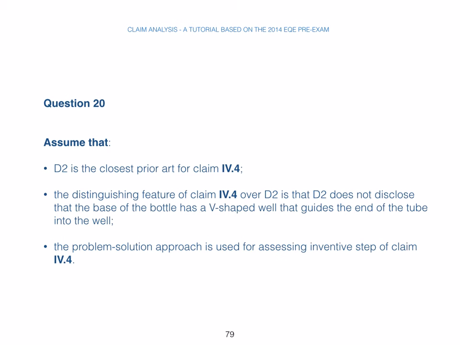For this question, we have to make three assumptions. First, D2 is the closest prior art for Claim 4.4. Second, the distinguishing feature of Claim 4.4 over D2 is that D2 does not disclose that the base of the bottle has a V-shaped well that guides the end of the tube into the well. And thirdly, we are to assume that the problem solution approach is used for assessing inventive step of Claim 4.4.